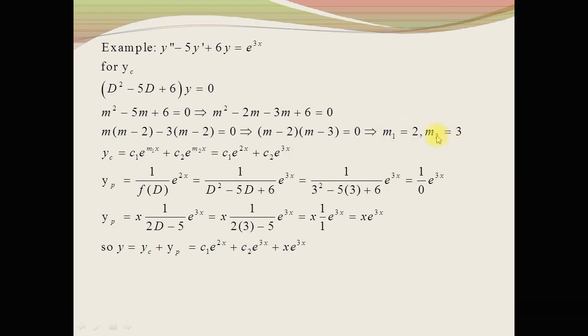The roots are real and unequal, so the complementary solution will be equal to c1 e power m1x plus c2 e power m2x. Now putting the values of the roots m1 and m2, we obtain c1 e power 2x plus c2 e power 3x. Now to find the particular solution of this differential equation, we can write 1 over this differential operator into the right hand side function e power 3x.